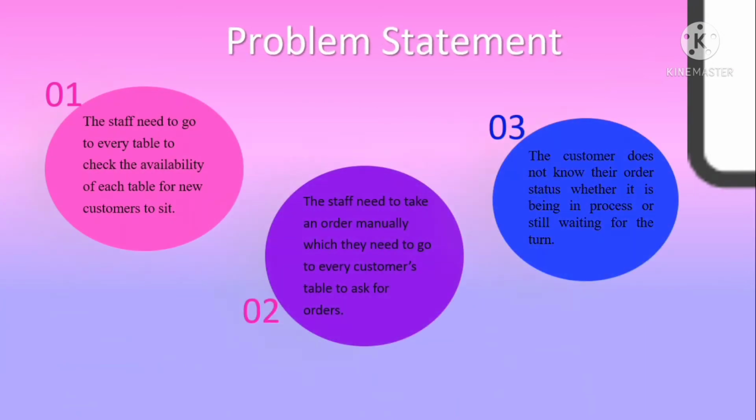Okay, the problem statement here. First, the staff or workers of this cafe need to go to every table to check the availability of each table for new customers to sit. Number 2, the staff need to take orders manually, which means they need to go to every customer table to ask for the order. And the last one is the customer does not know the order status, whether it is in process or still waiting for its turn.